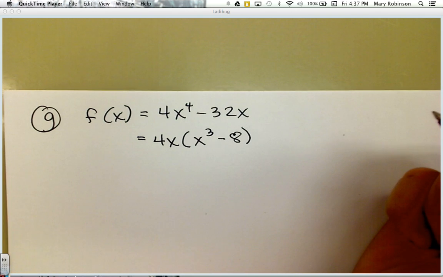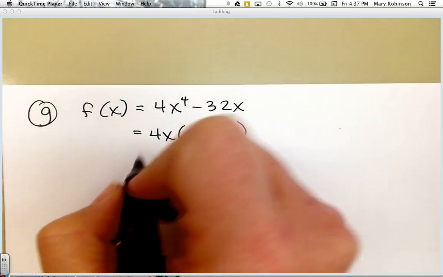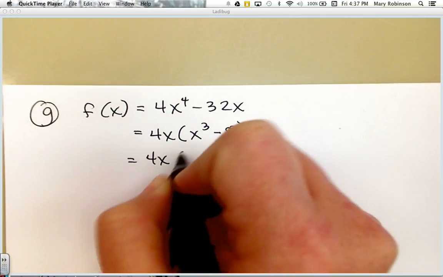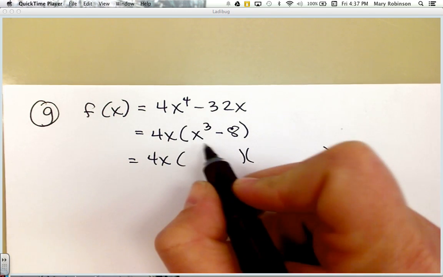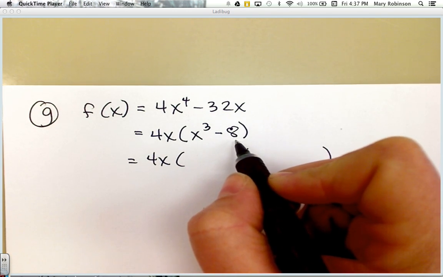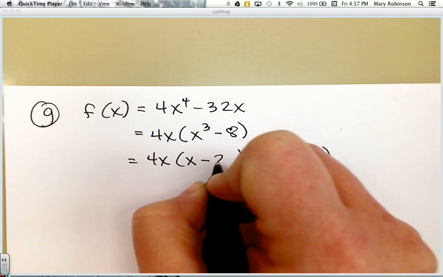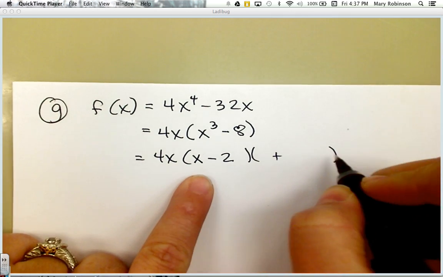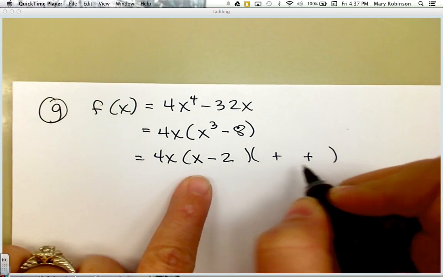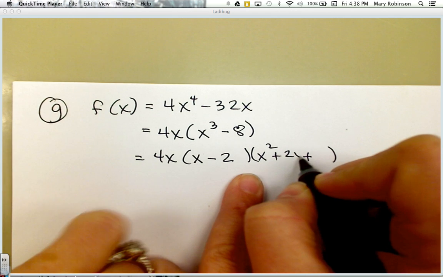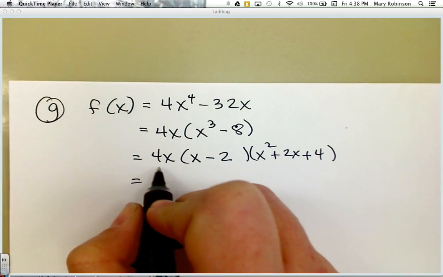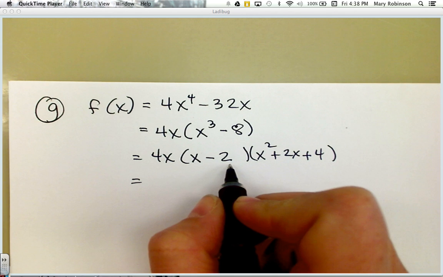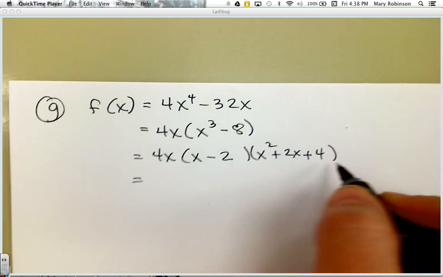Leaving me with x cubed minus 8. At this point, we should recognize this as a difference of cubes. We've talked plenty about that. Remember, we take the cube root of the first term and the cube root of the second. Our sign pattern should be minus plus plus, and then we square, multiply, square. So we've got the factors 4x, x minus 2, and x squared plus 2x plus 4.